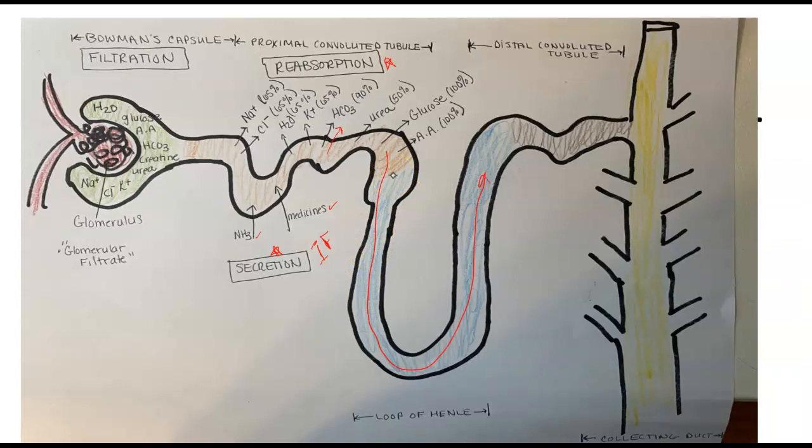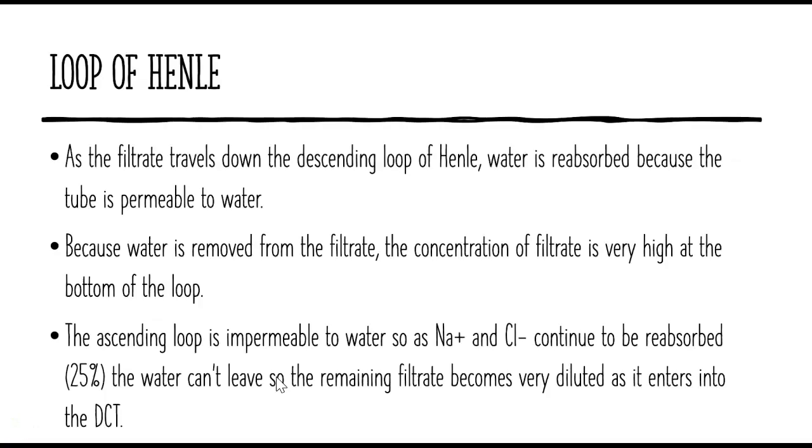And there are a couple of things that are going to occur depending on whether we're in the descending loop of Henle, right here, or the ascending loop of Henle, because these two sides have very different characteristics, particularly whether or not they allow water to pass. In the loop of Henle, as the remaining filtrate with those chemicals travels down the descending loop of Henle, water is going to be reabsorbed because the tube is permeable to water.